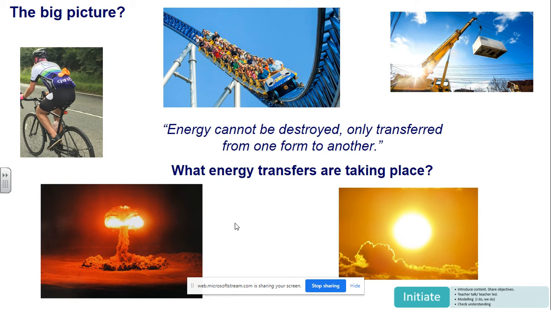The one on the left is nuclear fission. That's a bomb going off. That's a man-made nuclear bomb, human-made nuclear bomb. On the right there is the sun, which generates energy through nuclear fusion, which is a different process. We'll learn about that later though.